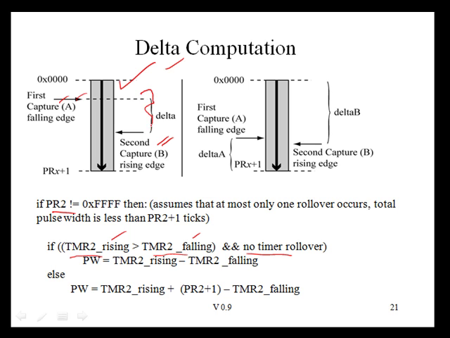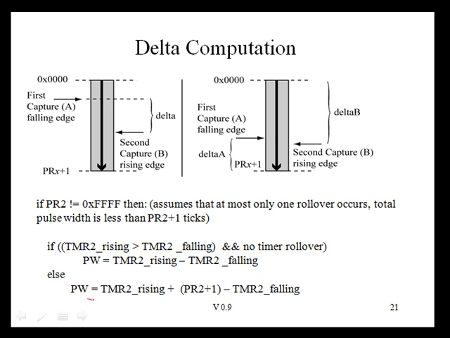In that case, we're simply trying to compute this delta. So all we do is we subtract the falling edge value here from the rising edge value. So we're going to say this B value minus A value, and that will give us our pulse width in ticks. This assumes that no timer rollover occurred.